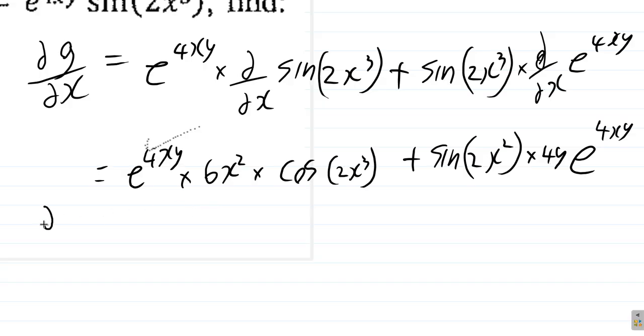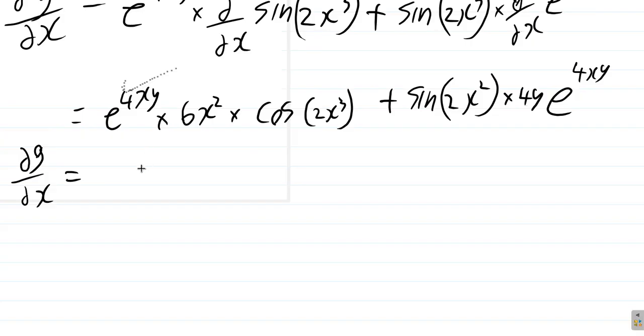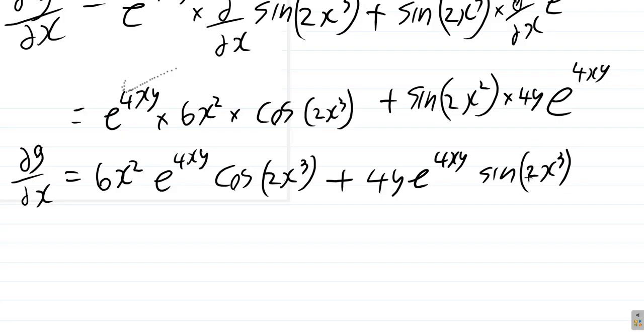Now, simplifying this, partial g by partial x will be 6x squared e to the 4xy cos 2x cubed, plus 4y e to the 4xy sine 2x cubed. Alright, so that's what you have so far. Seems like that's it.